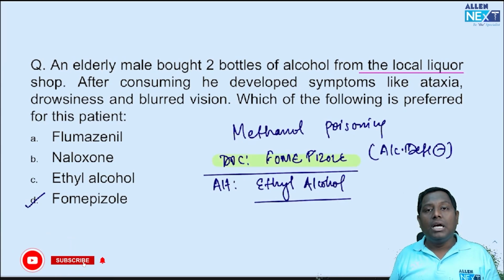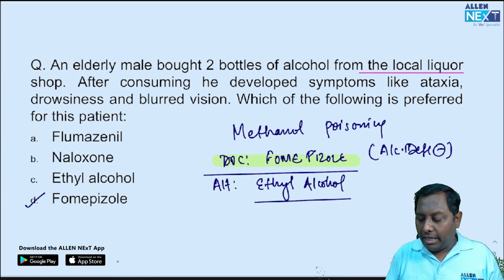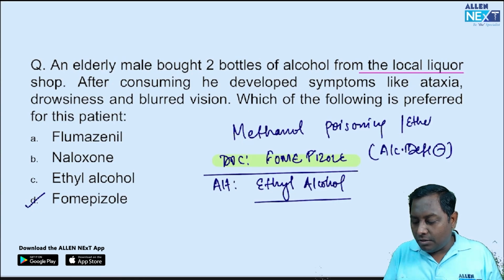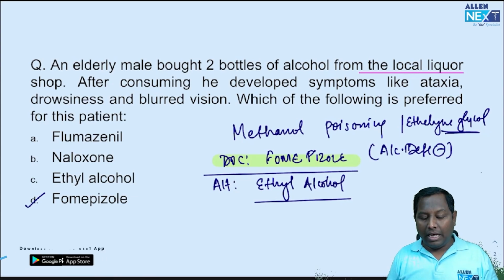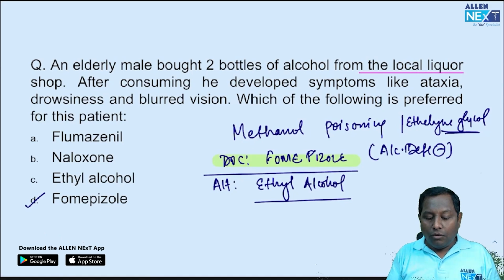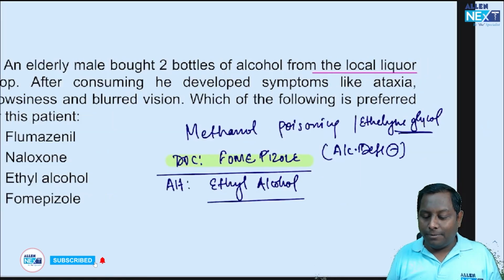So in a single line: methanol poisoning or ethylene glycol poisoning. Ethylene glycol has been asked in one of the examinations, in one of the EPSC examinations, where a patient comes after drinking the coolant of a car. I think all of you have got this one. Naloxone is the antidote of opioid. Flumazenil is the antidote of benzodiazepine. So you don't need to mug it up; all of you are already aware.